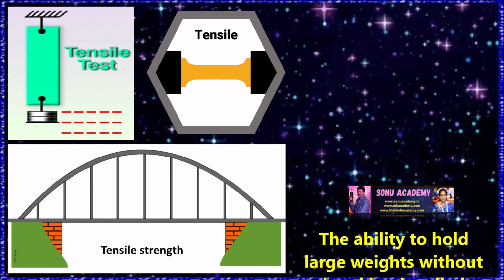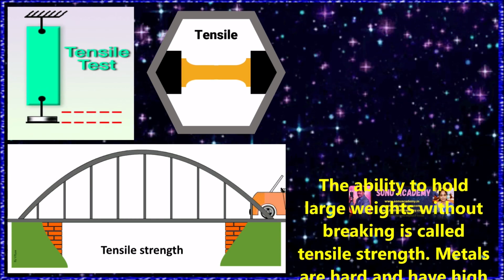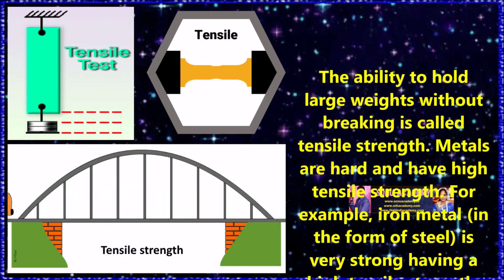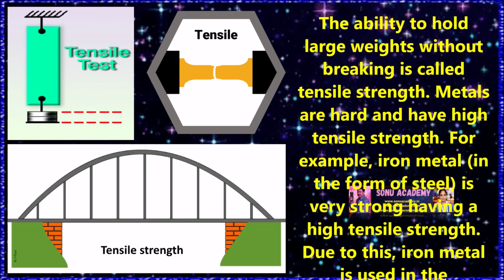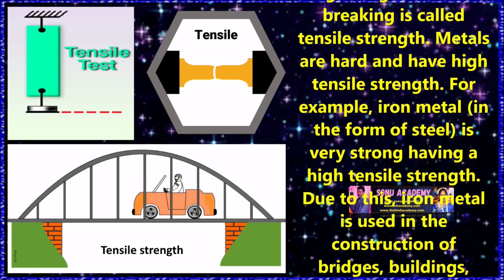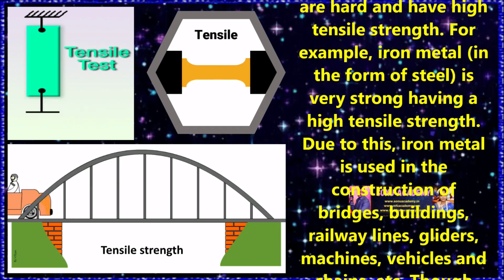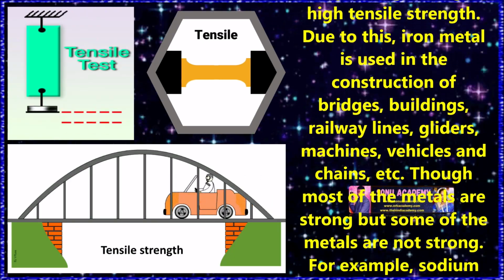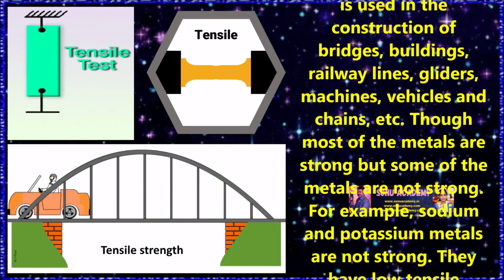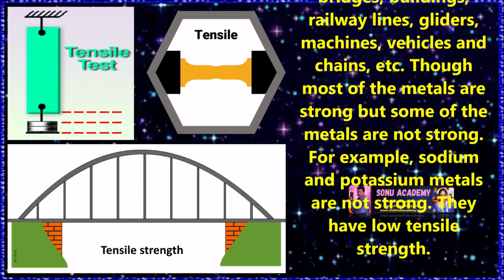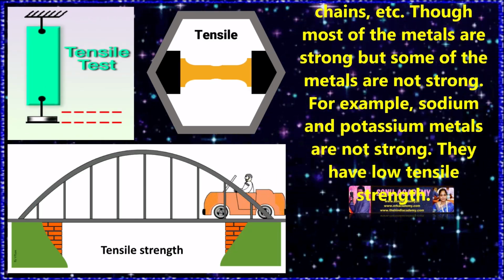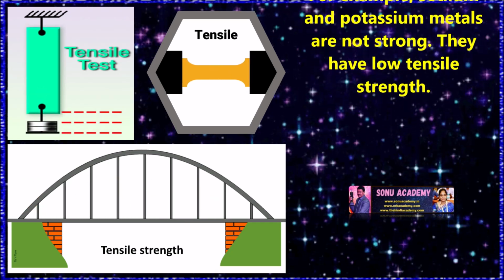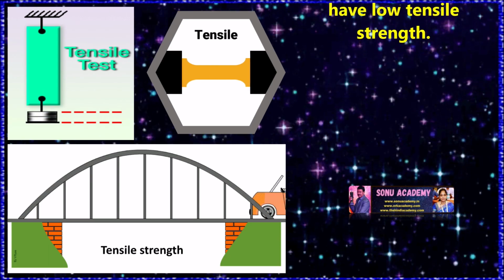Children, let us discuss what is tensile strength. The ability to hold large weights without breaking is called tensile strength. Metals are hard and have high tensile strength. For example, iron metal in the form of steel is very strong, having a high tensile strength. Due to this, iron metal is used in the construction of bridges, buildings, railway lines, gliders, machines, vehicles and chains etc. Though most of the metals are strong, some of the metals are not strong. For example, sodium and potassium metals are not strong. They have low tensile strength.